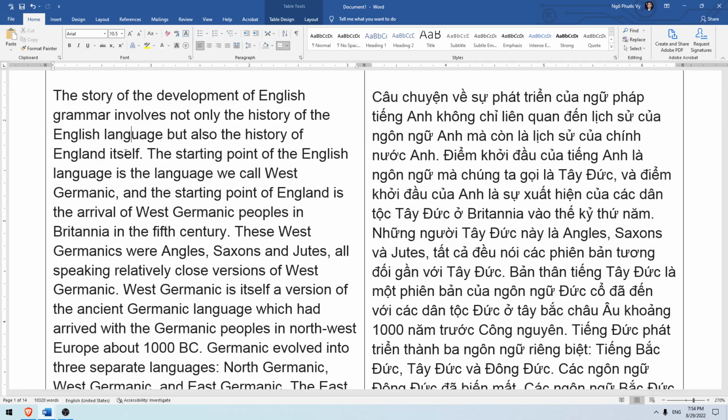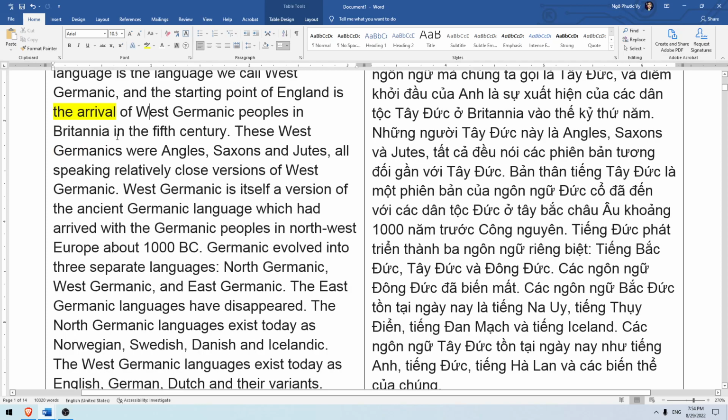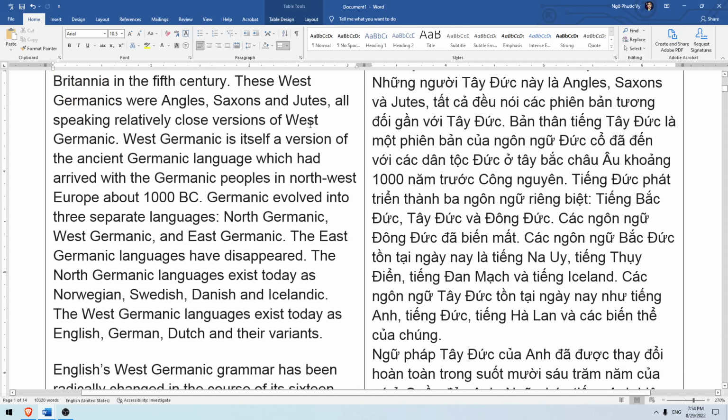The story of the development of English grammar involves not only the history of the English language but also the history of England itself. The starting point of the English language is the language we call West Germanic, and the starting point of England is the arrival of the West Germanic peoples in Britannia in the 5th century. These West Germanics were Angles, Saxons, and Jutes, all speaking relatively close versions of West Germanic.